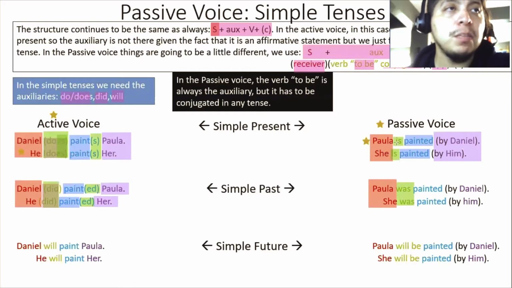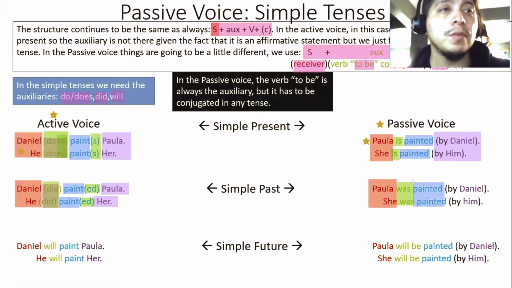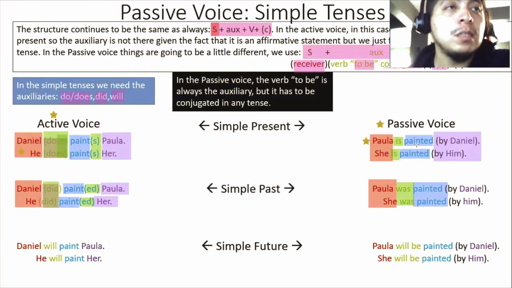If this is in the present, the sentence is in the present. If this is in the past, the sentence is in past. The verb to be in the past has two possibilities. It can be was or were. The third person of the singular, she, was. And remember also that the verb is always, always, always in the past participle.